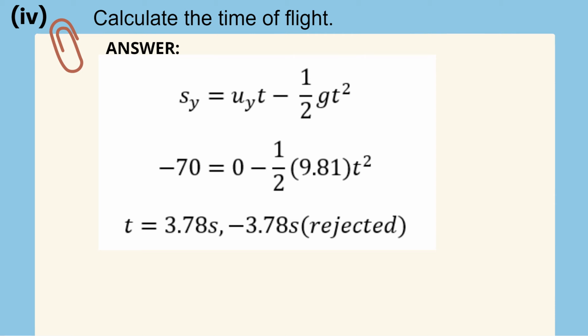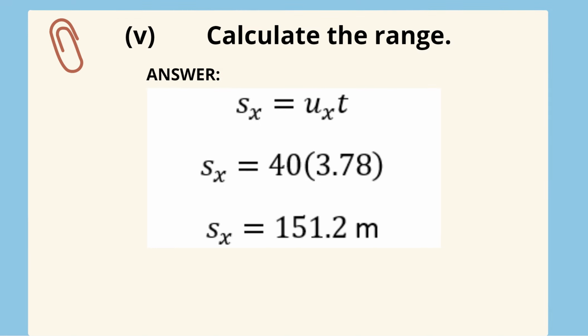For the last question, you need to calculate the range, which is the distance from the reference point to the point when the stone hits the ground. You can use the formula s = ut and substitute the value of the velocity of component x and the time, and you can get the answer.